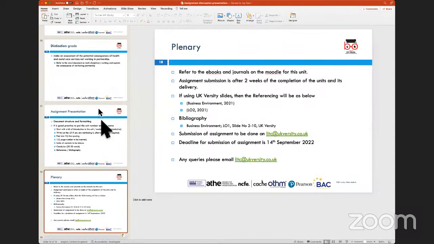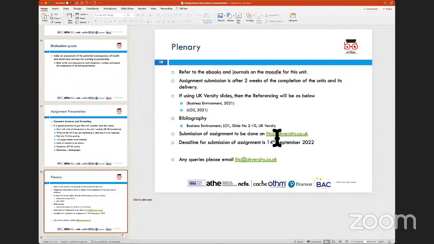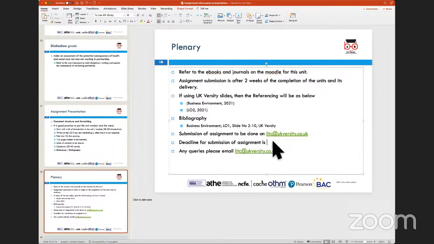And this one here. If you see the last slide, once you've formatted your documents, font size 12, line spacing, you've done a conclusion, and made sure that you put your references and bibliography, what you need to do then is submit your work to us at litc@ukversity.co.uk. Because you've finished the assignment today, the idea would be to try and submit this by 30th of May, within 2 weeks, so that you have enough time to research and submit the work to this email.